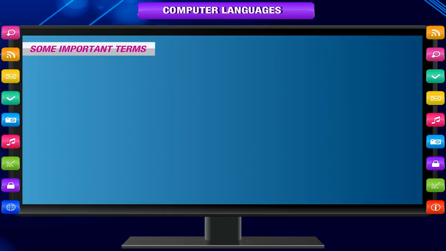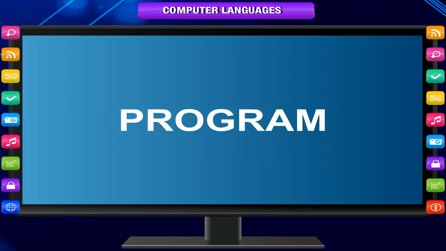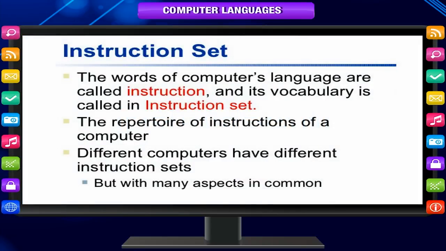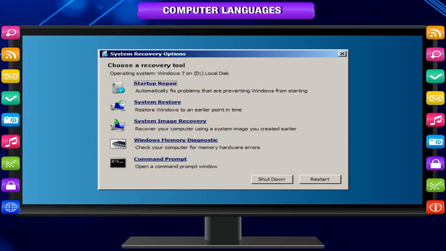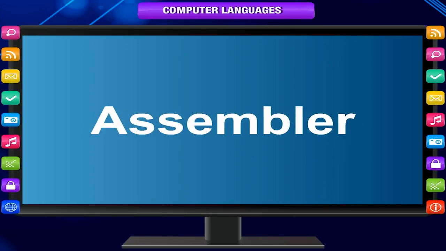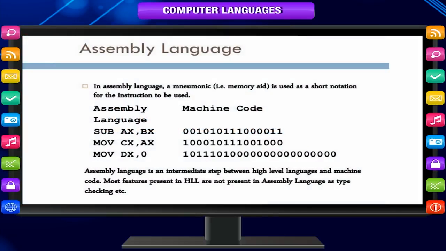Some important terms. Program. It is a set of instructions given to a computer in a computer language. Software. It is a set of program which enables the computer to obtain the solution of a problem. Assembler. It is a program which is used to translate programs written in assembly language into machine code.